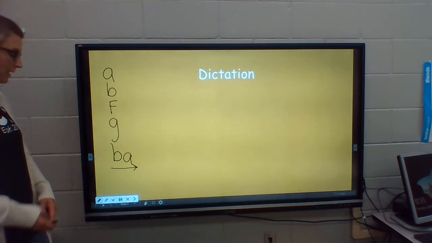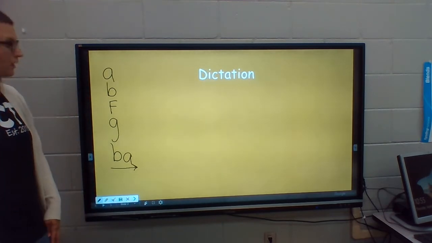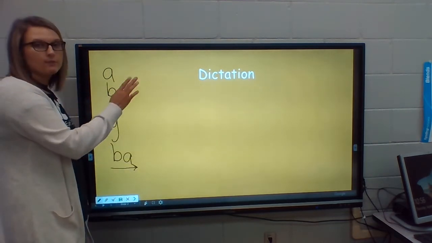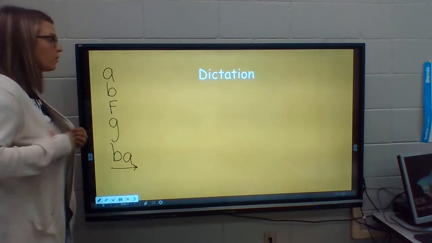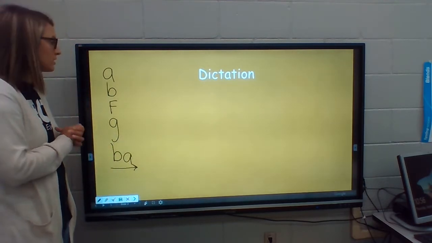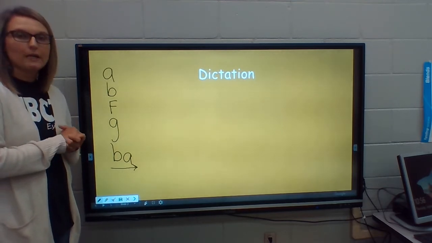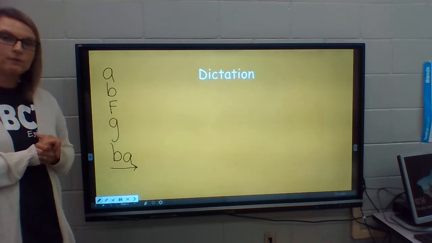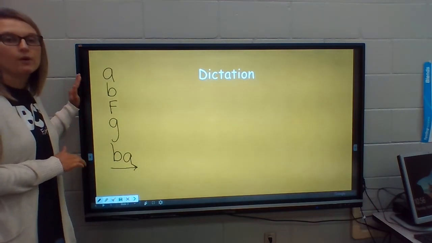Right now we're going to play the eraser game. What you'll need is just a piece of paper towel, or you can use your fingers. I can use my fingers on this board, but you might not want to get all messy, so you might need a piece of paper towel, or if you have a little eraser, that works too. All right, so I'm going to tell you a word that starts with this sound, and I want you to erase the letter that you hear at the beginning of this word, okay?